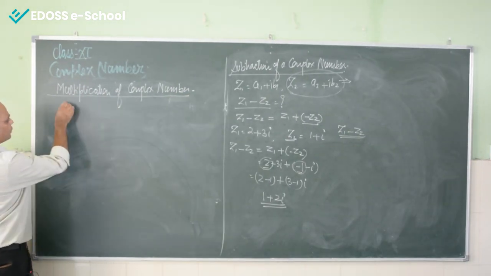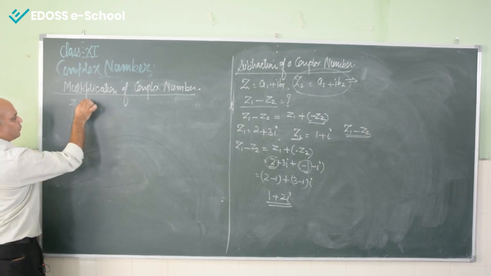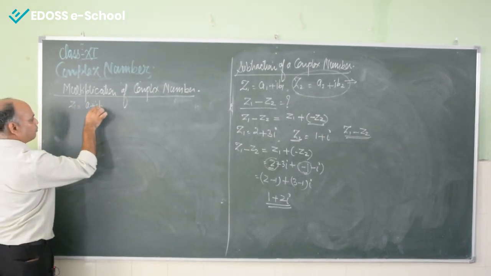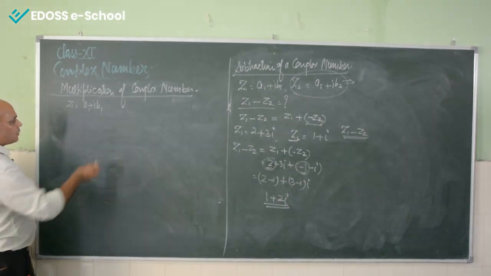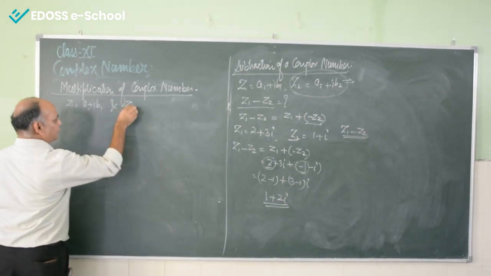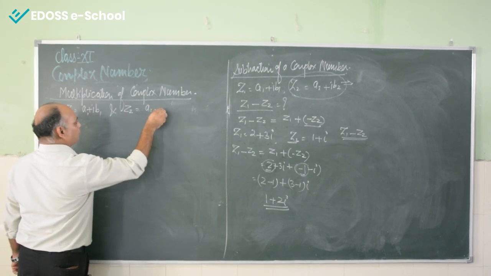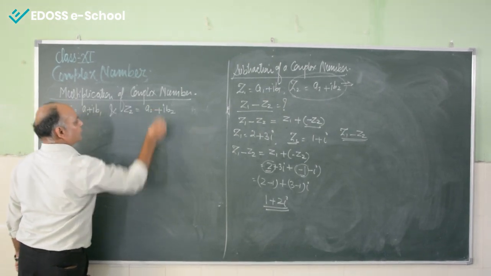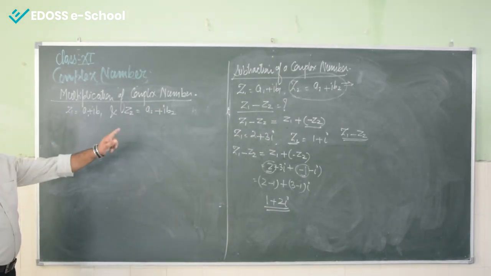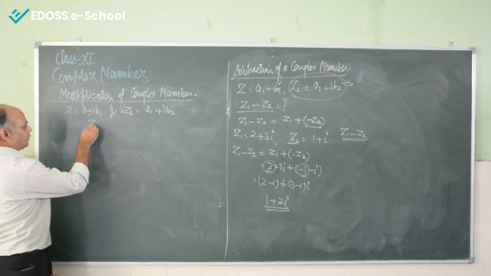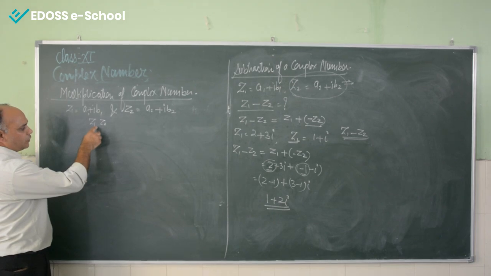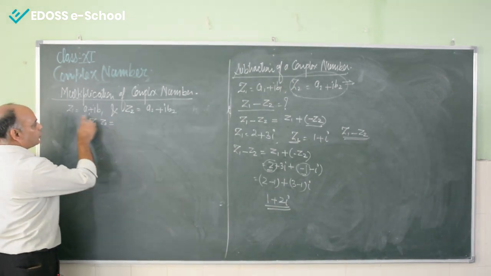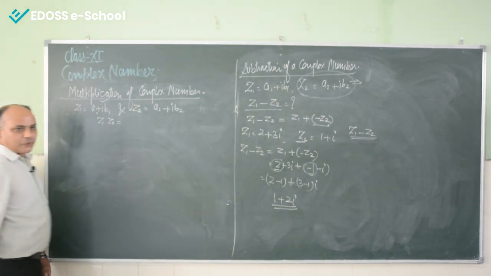Multiplication means, suppose Z1 is equal to A plus iota B, A1 plus iota B1 is the first complex number, and second is Z2 is equal to A2 plus iota B2, the second complex number. Then Z1 dot Z2, dot or product, Z1 into Z2 is the multiplication of a complex number.